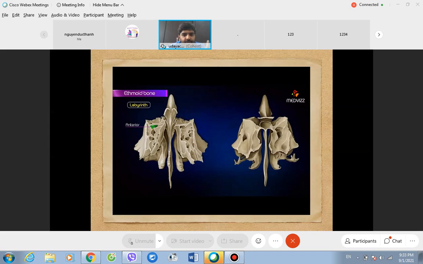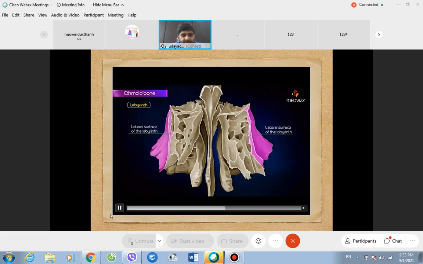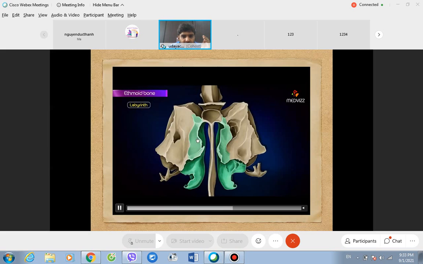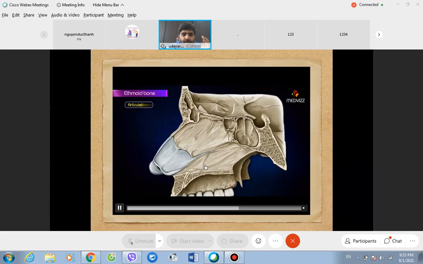There are two groups of ethmoidal air cells, namely anterior and posterior. The anterior cells are more in number and lesser in size, whereas the posterior cells are larger in size and less in number. The lateral surface of the labyrinth forms the medial wall of the orbit, whereas the medial surface has two different concha, that is the superior turbinate and the middle turbinate. These are on the medial surface of the bony labyrinth.